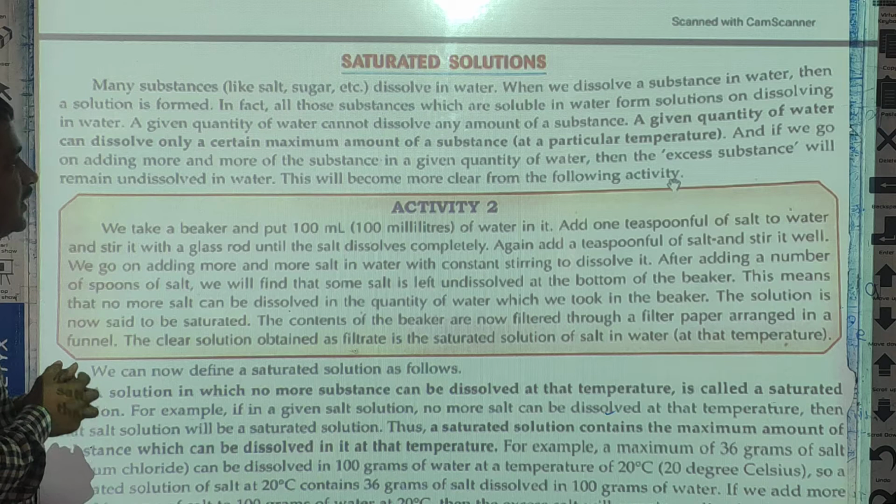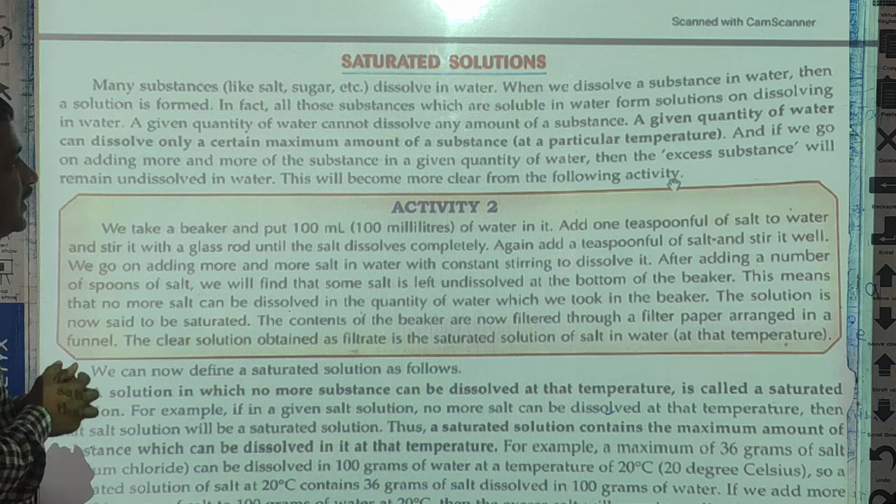36 grams of salt, meaning sodium chloride, can be dissolved in 100 grams of water at a temperature of 20 degrees Celsius. So that is the saturated solution of salt. So in 100 grams of water, only 36 grams of salt can be dissolved. After that you cannot add more salt in that solution.